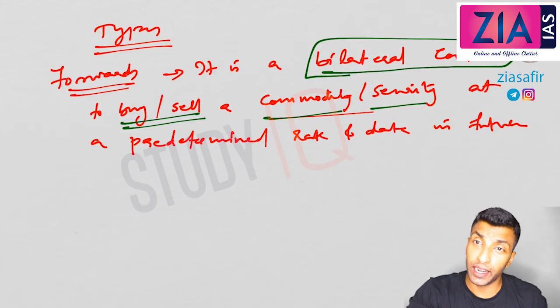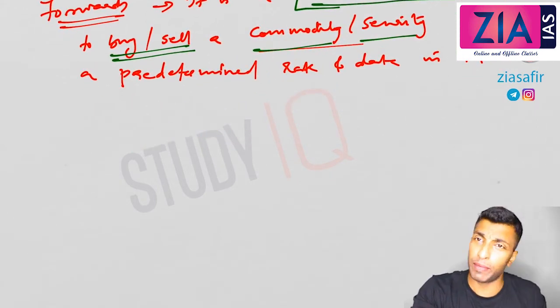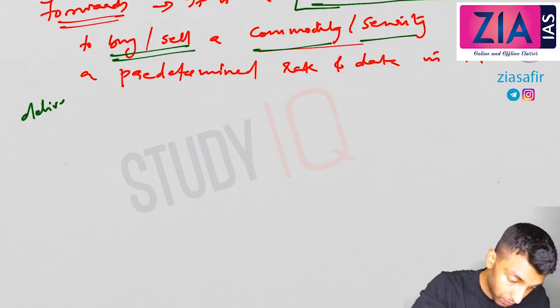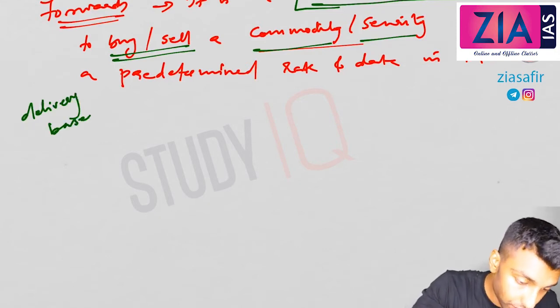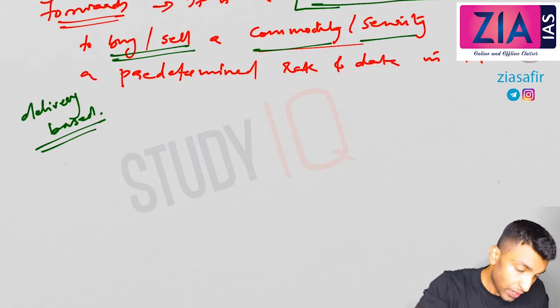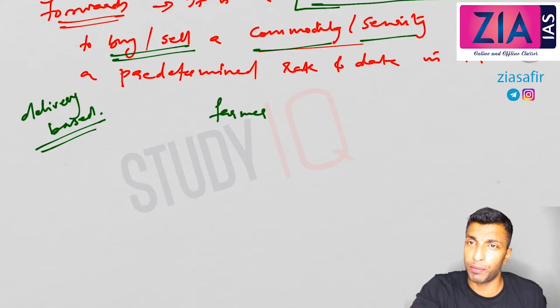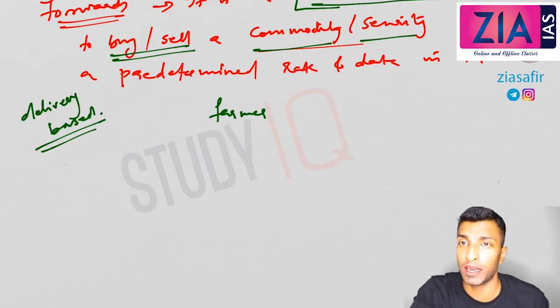So it is actually delivery based. There are two types, delivery based and cash settled. So here it is delivery based. One more point: delivery based. So I'll give you an example here: a farmer, and a processor, a potato manufacturing or potato chips manufacturing company.